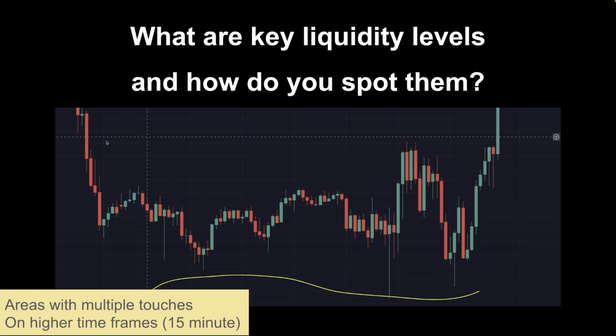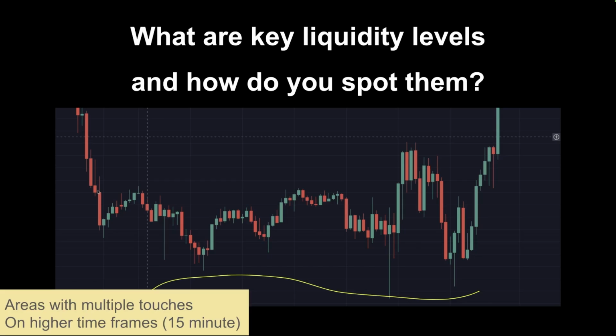All right, so what are these key liquidity levels and how do you spot them? For me, what I do is I look on higher time frames. I look on 15 minutes, I look on 30 minutes, and I look for areas where there are multiple touches in price, right? What price level have we come down and touched multiple times and been unable to continue to push through, right? That's what I'm looking for, because those are showing me key liquidity levels where a lot of traders are placing a lot of orders, okay? And it's taking price in the opposite direction.